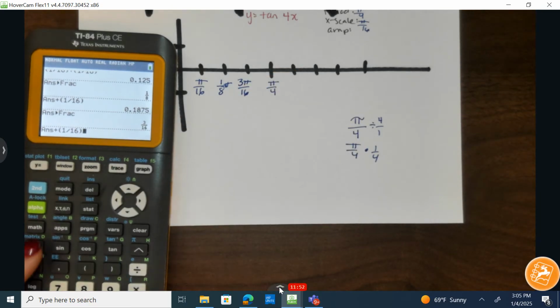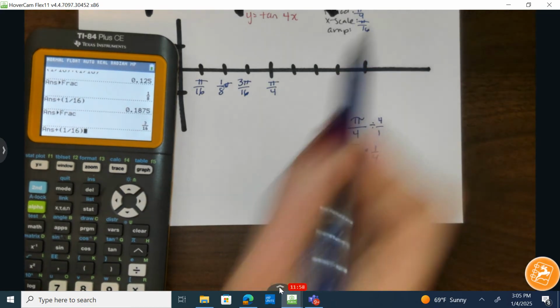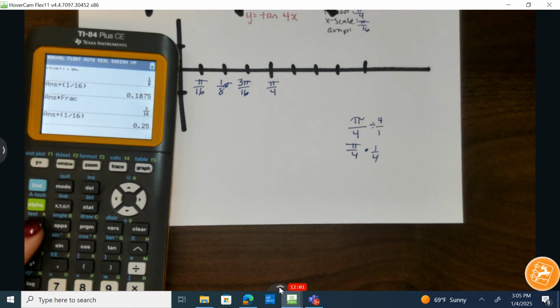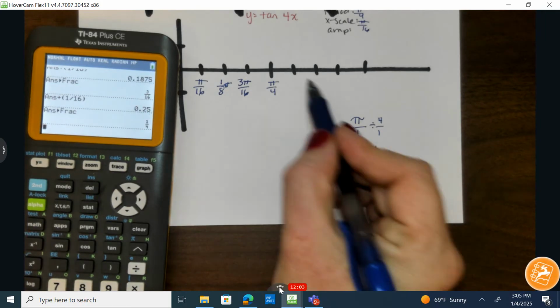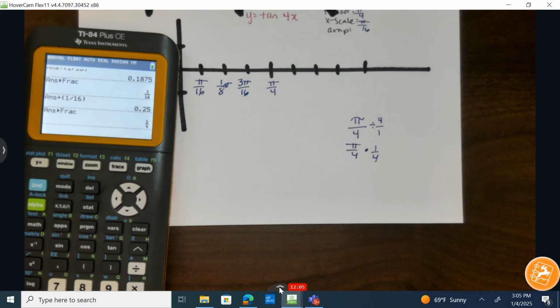When I add 1/16 here, I better end up with pi/4 because one cycle or 4 steps, 4 units, should equal the length of this period. And we can see it does. So I'm going to press pause. I'm going to do 4 more steps to the right and then the 4 steps.